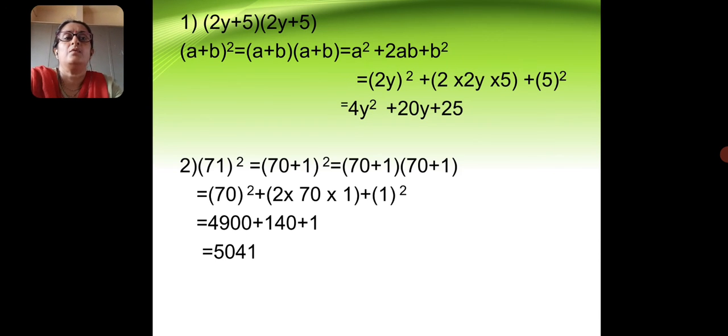Here we are considering 2y as a, so (2y) square, and 5 as b, so 5 square will be at the end, and in between, 2ab is 2 into 2y into 5. That gives us 2 square is 4, y square is y square, so 4y square plus 20y plus 25, that is 5 square. So that is your answer.